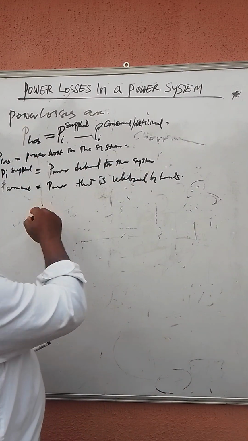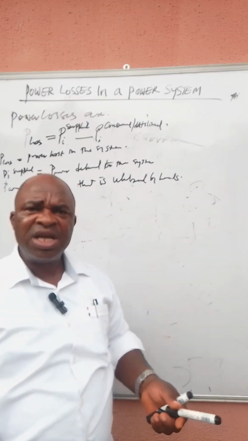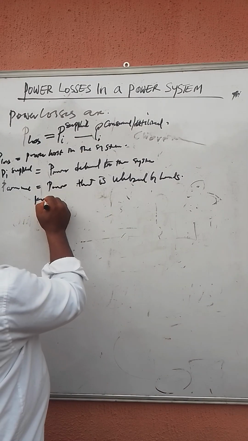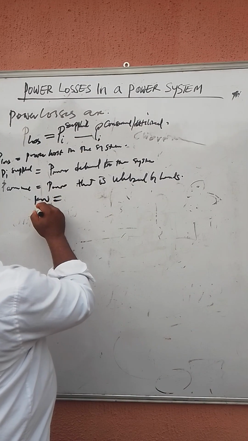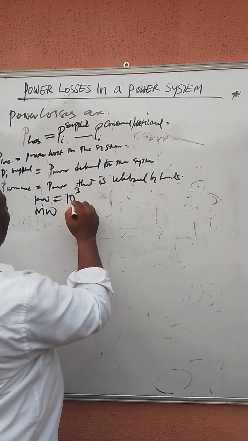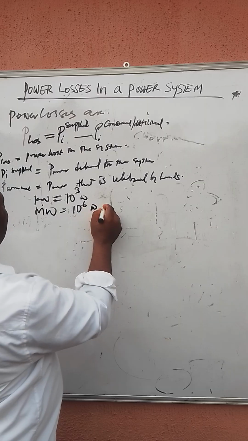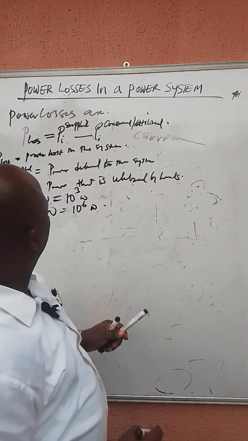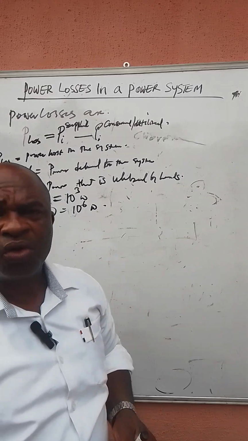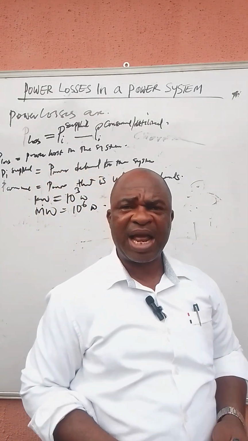Now, these losses could be in megawatts, or in kilowatts. Of course, we have kilowatts, then we have megawatts. Kilowatt is equal to 10 raised to power 3 watts, and megawatt is equal to 10 raised to power 6 watts.